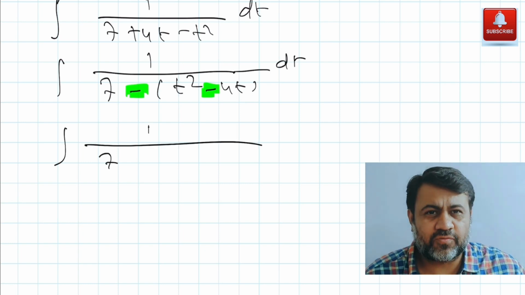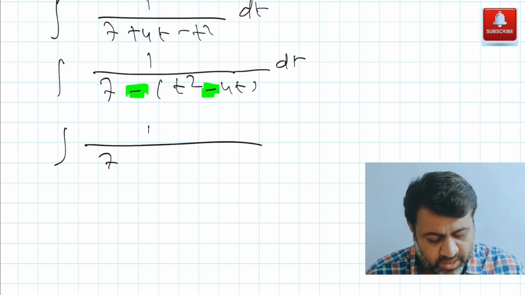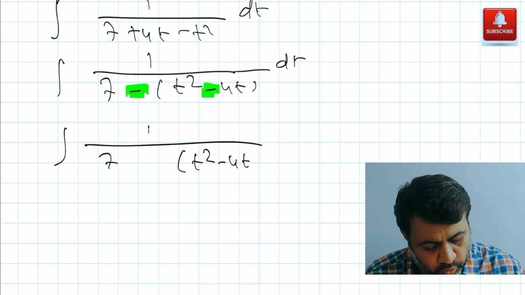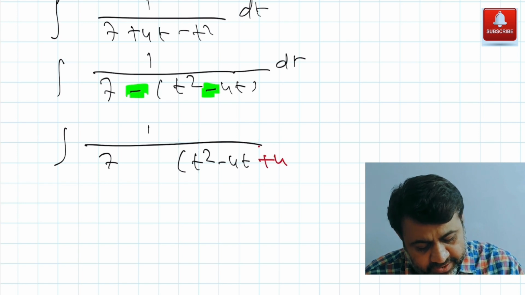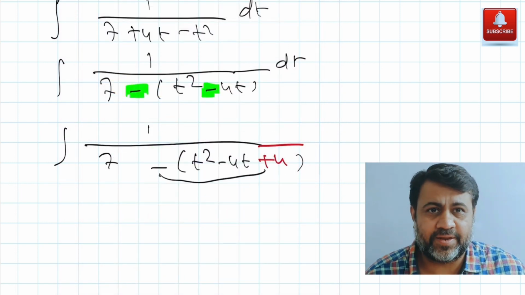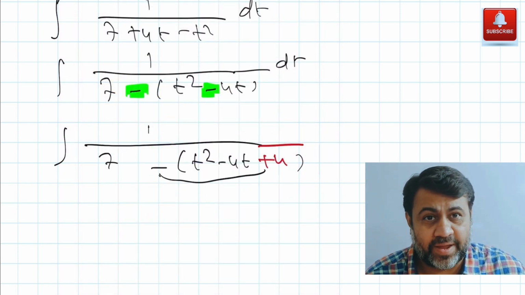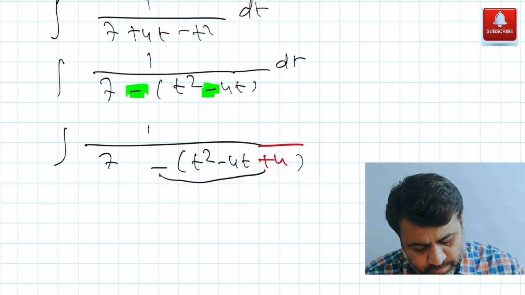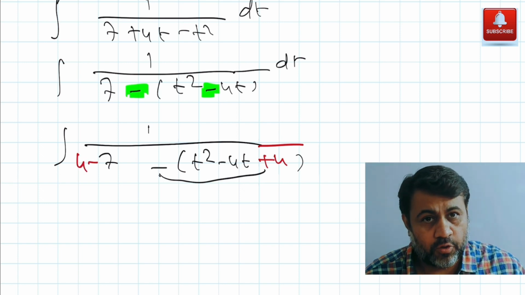So t square minus 4t is very easy to think that I will have to add 4. So t square minus 4t, what I am going to do here is plus 4. But is it really plus 4? No, actually what is happening is outside we have minus. So this minus and plus is basically minus. To adjust this minus 4, what I need to do here is plus 4. I hope this adjustment is clear.